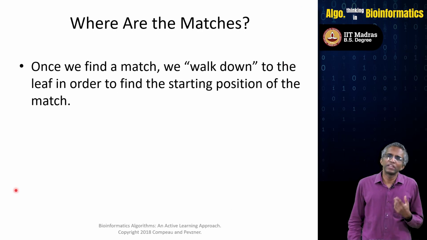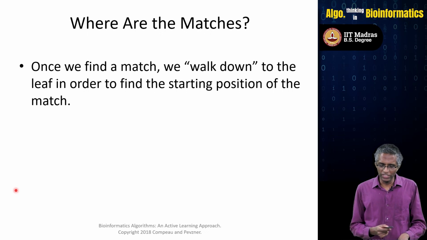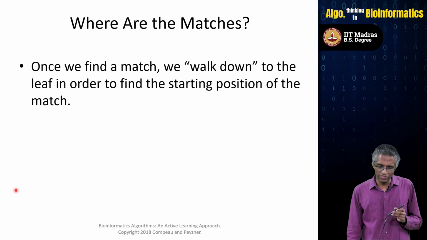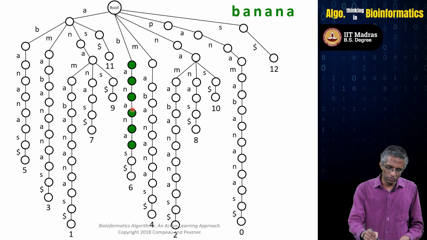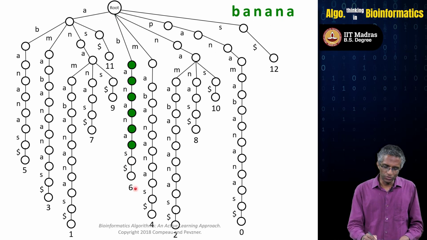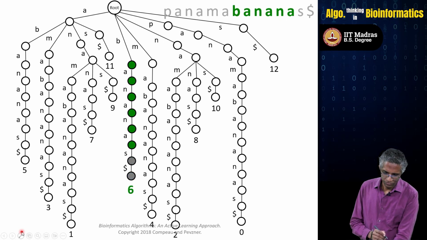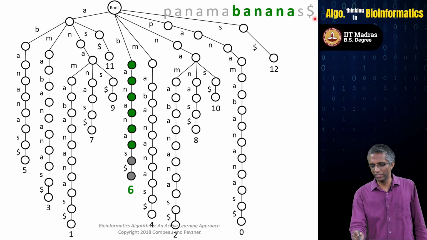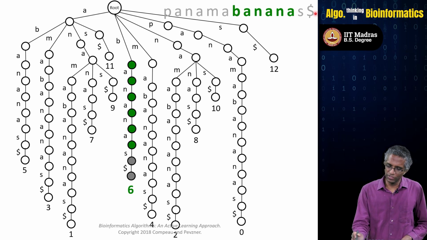So where are these matches? Once we find a match, we walk down to the leaf in order to find the starting position of the match. That is the algorithm for finding the locations where the matches are. So for instance, if you have BANANA, then you go down this and you will see that BANANA occurs at location number 6, which is indeed true, because BANANA is at 0, 1, 2, 3, 4, 5, 6. That is where it is occurring, because BANANA is a prefix of the suffix bananas dollar.